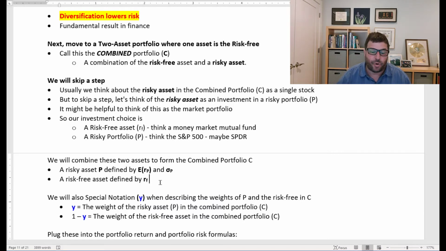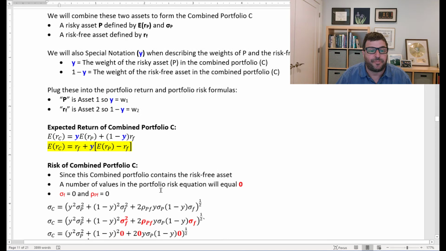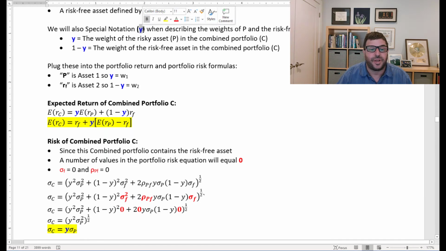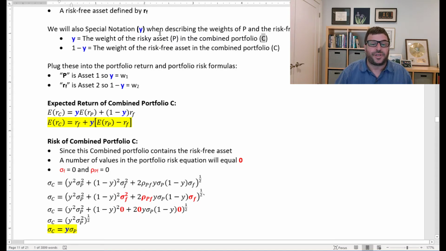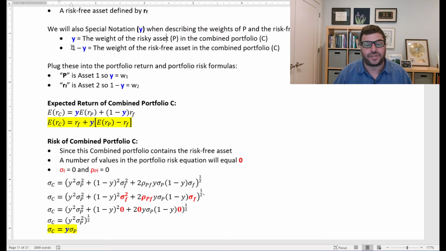And so to avoid confusion, when we're talking about the weights of assets in C, in the combined portfolio, we're going to use Y. And so we'll use special notation when describing the weights of P and the risk-free in the combined portfolio. Only in the combined portfolio C, the weight of the risky asset P is Y, and therefore 1 minus Y is the weight of the risk-free asset in the combined portfolio C. So just again to review, and we'll see this on formula sheets, and we'll see this a lot throughout the semester, we use Y for the weights in C. We use W's for the weights in P.